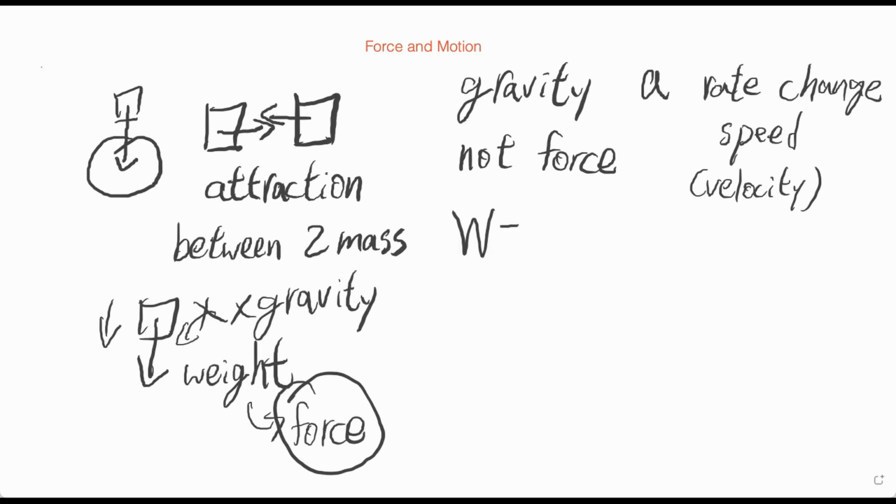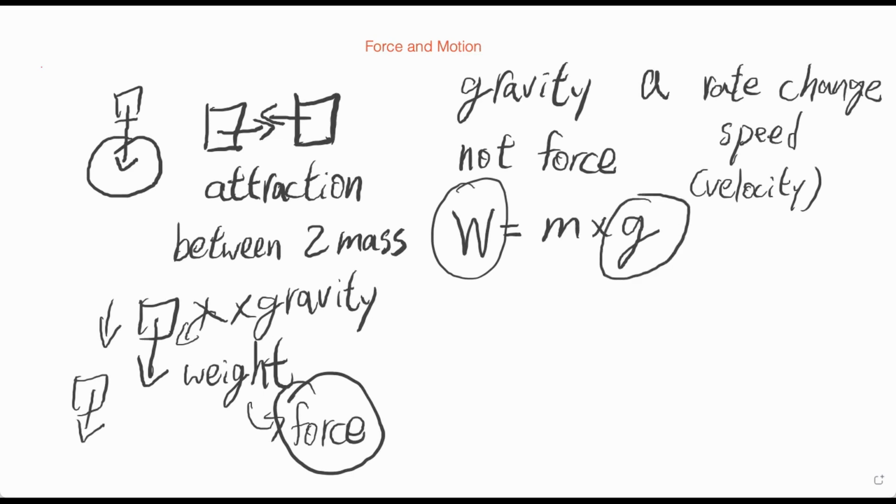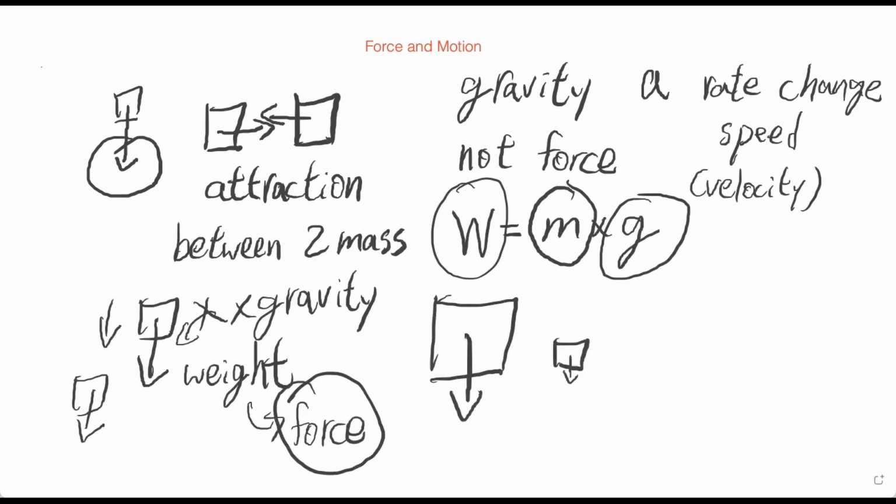In fact, here's the equation. Weight equals mass times gravity. The weight, which is the force that an object experiences downwards, is supplied by the gravity, but is not gravity. And in fact, the weight is dependent on the mass of an object. So if your object is much bigger compared to a smaller object, the weight would be much larger, despite the gravity being the same.